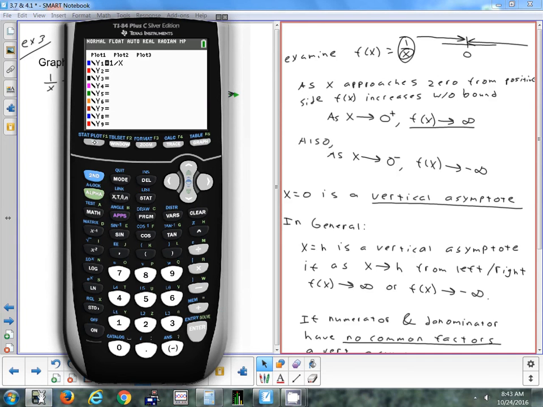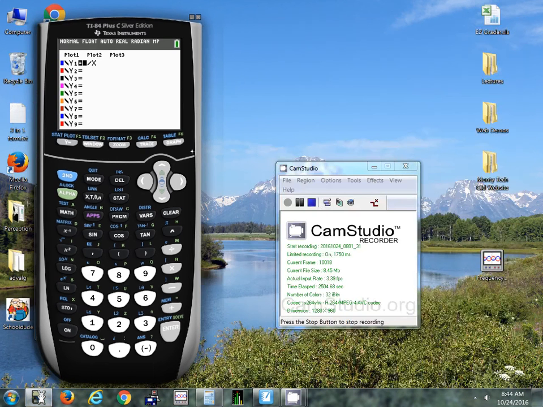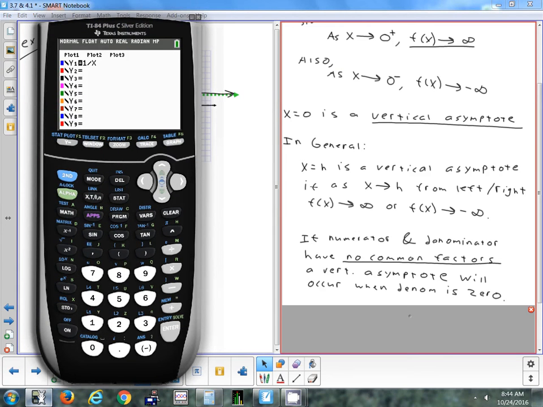Let me graph, scroll that up a little for you. For some reason with my calculator, sometimes all of a sudden I just can't click on it. So then I have to minimize it, move it, put it back up, then I can click on it.